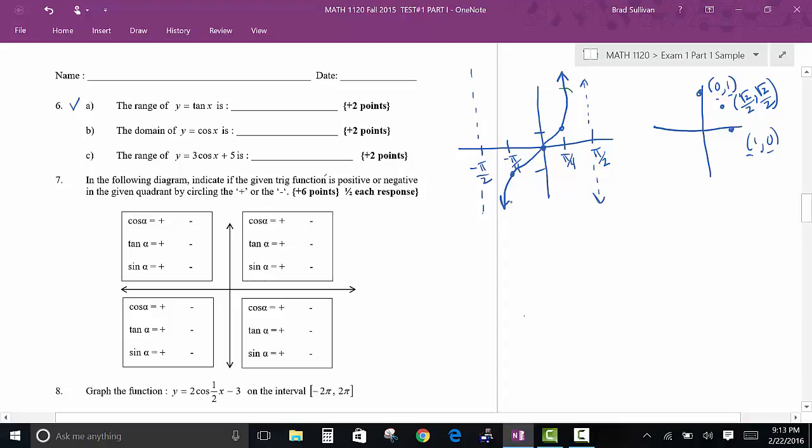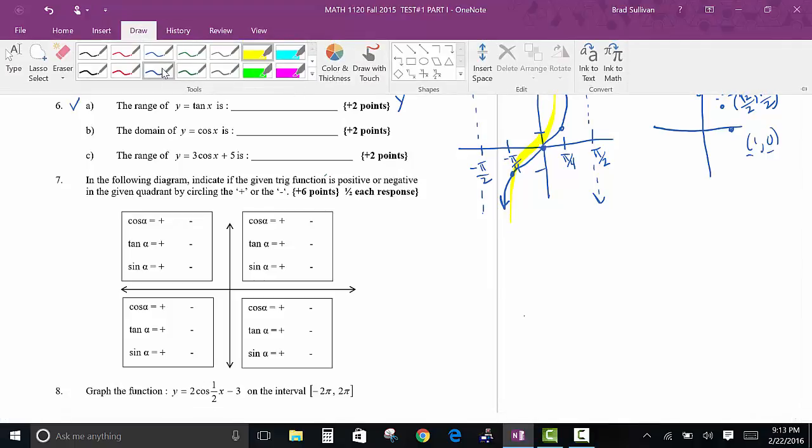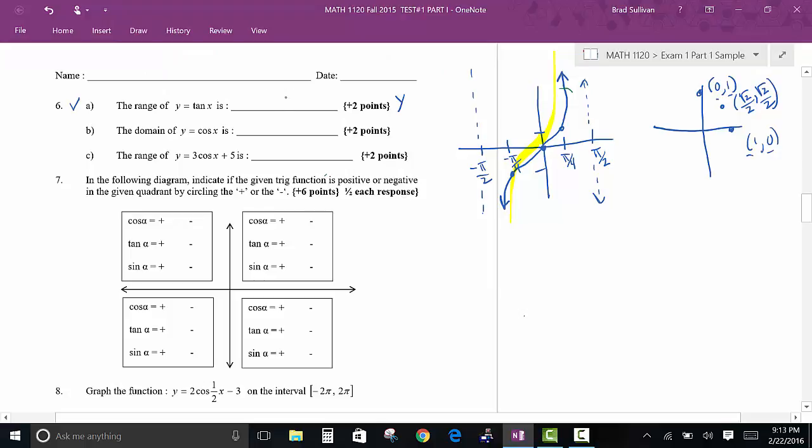Okay, so the range is what y can be. Y can be anything. So like if you look at this tangent, the tangent gets infinitely high and it gets infinitely low. So it's going to range through all of the possible y values. So we just write on the range negative infinity to infinity. Like that.